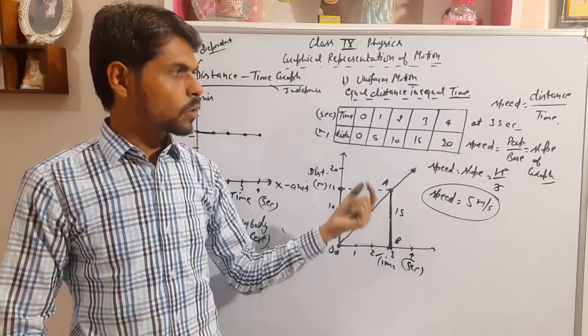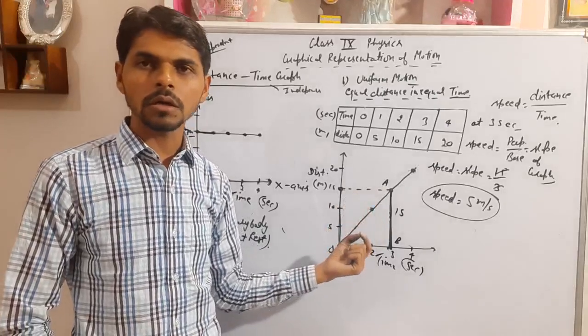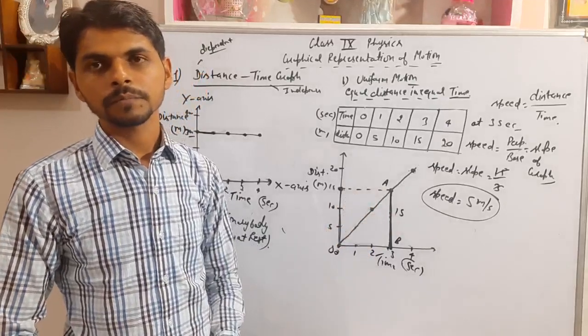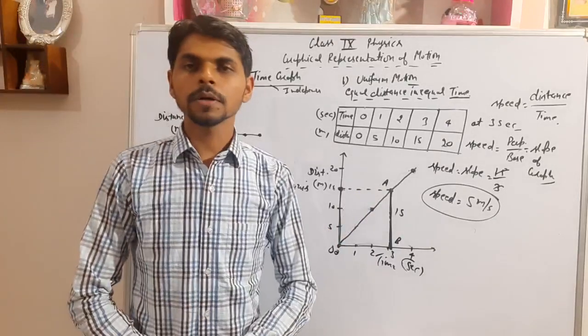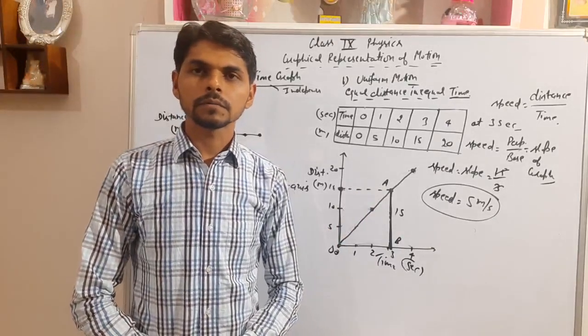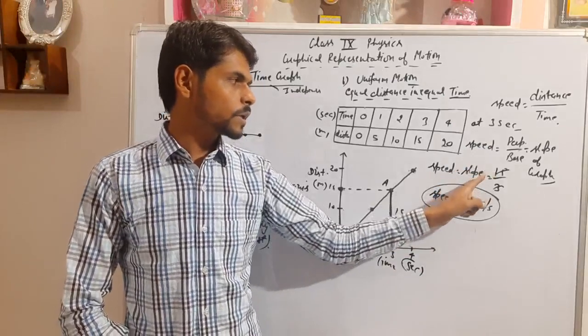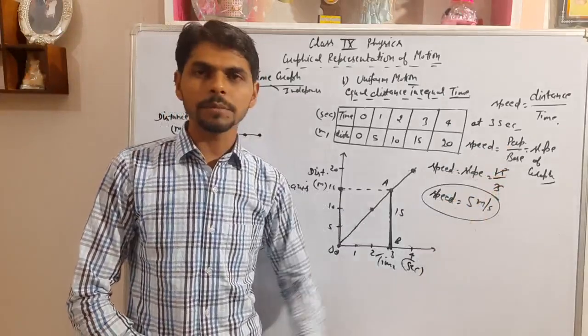And what is this formula called? Perpendicular by base is called the slope of the graph. Okay. Slope of the graph is perpendicular by base, that is 15 upon 3, 5 meter per second.